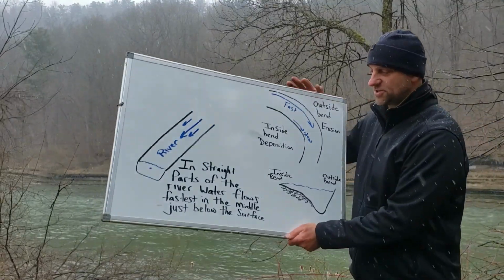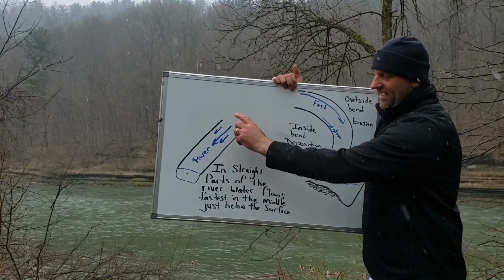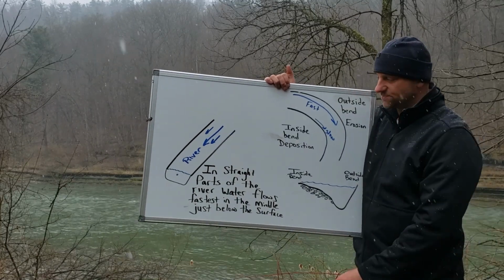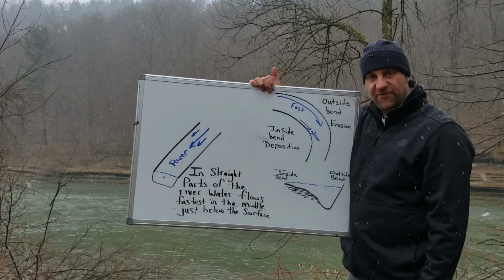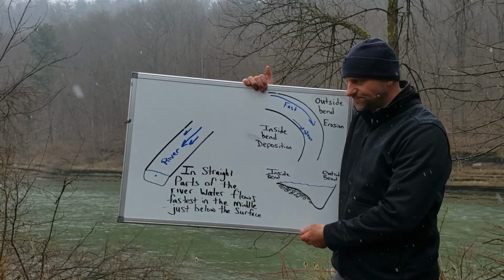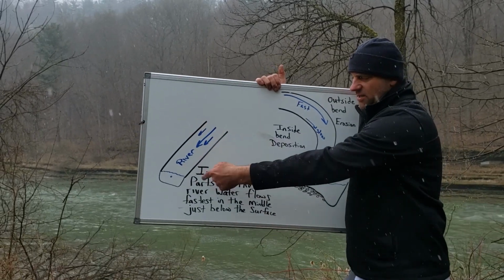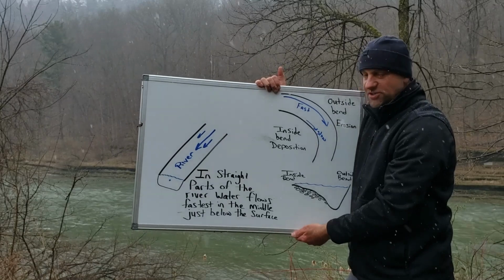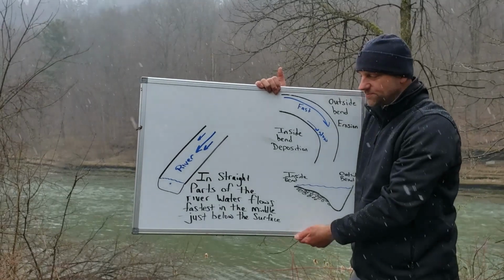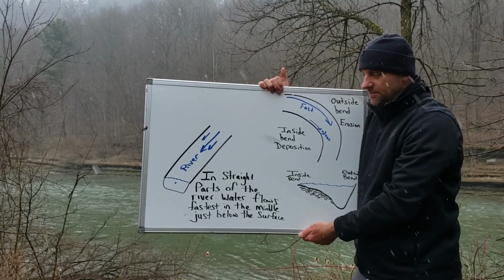Here are some things that I want you to know about this location. In a straight stretch of the river, the water is going to flow the fastest just below the surface. The reason for that is because along the stream bank and along the bottom of the stream, there's going to be a lot of friction between the water and the stream bed.